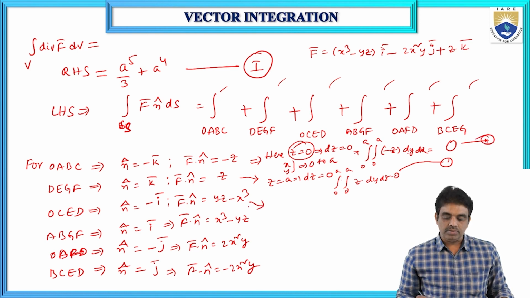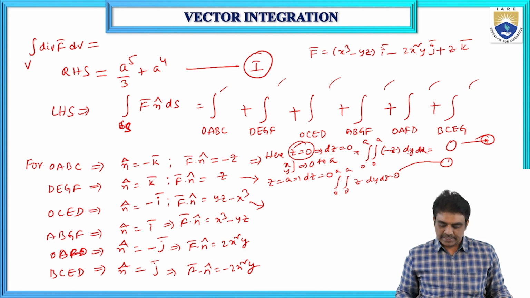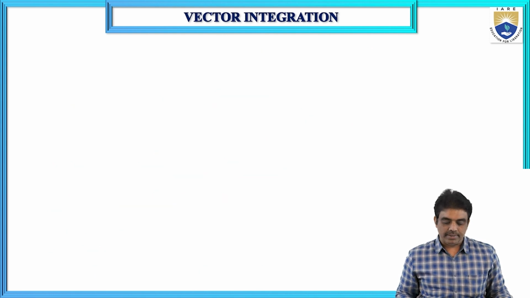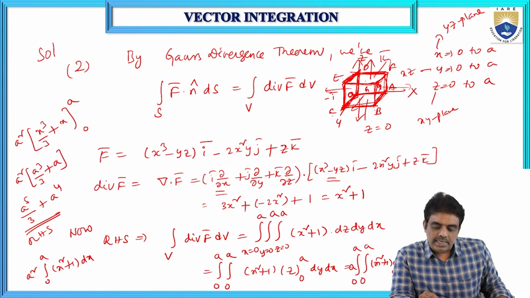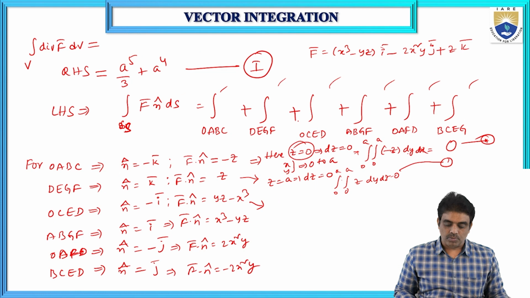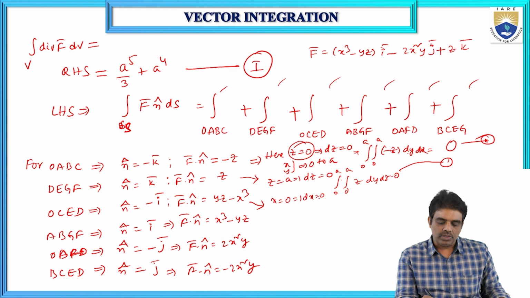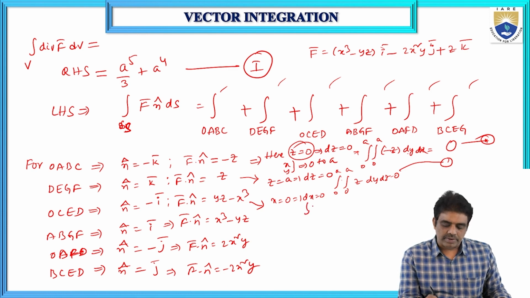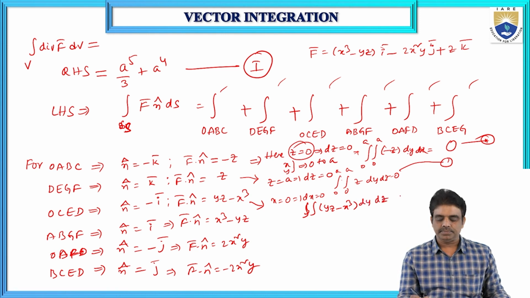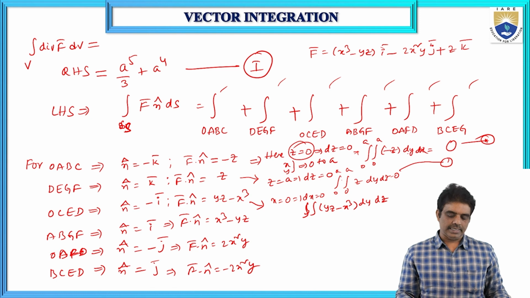Now come to the third value. What is the third value? Minus I bar, surface OCED. The outward normal vector is minus I bar, and it is the YZ plane, so the equation is x = 0, which implies dx is also 0. So the double integral, what is the value? I am writing it here: double integral of yz minus x cube, projected in the yz plane, dy dz.